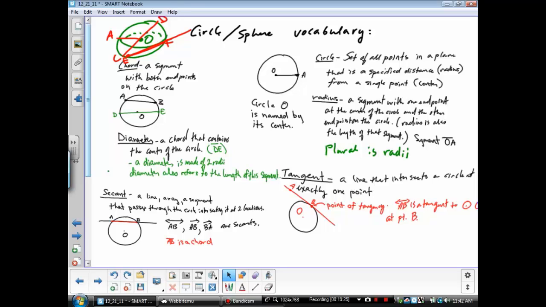And we have tangent as well. A tangent will touch the sphere at exactly 1 point. And my board's a little slow, so it's hard for me to move things around. So if it touches the sphere at exactly 1 point, then it's a tangent. All of these words translate from circle also to sphere.